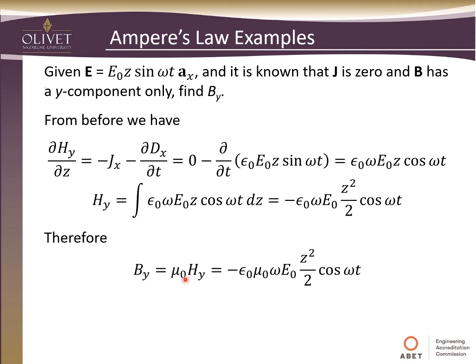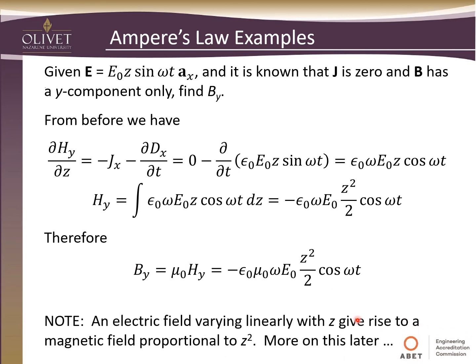So therefore, if we get back to our magnetic flux density, remember that B and H are related by the permeability, much like E and D are related by the permittivity. So if we just multiply this by mu naught, then this will give us an expression for our B sub y term, which is what we were looking for to begin with.